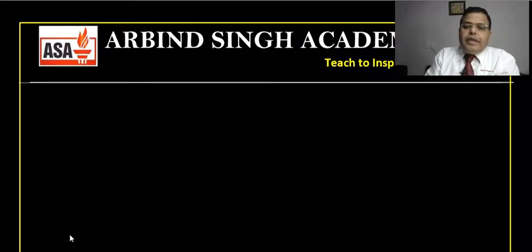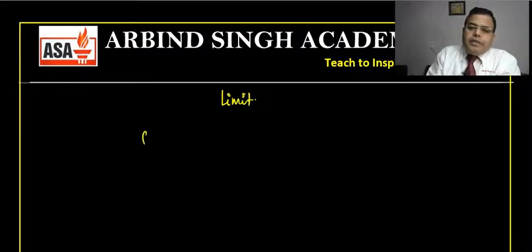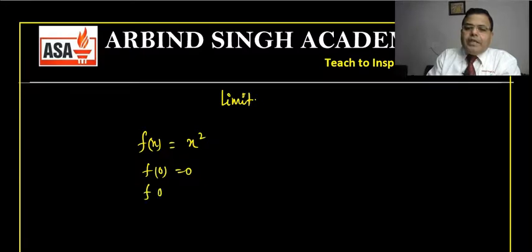First of all, let me write the first topic, limit. Limit is what? This is the topic. Now, suppose we have a function f(x) is equal to x square. Now, if I calculate the value at x equal to 0, then it will be 0. But slightly more than 0, say 0.1, then it will be 0.01.